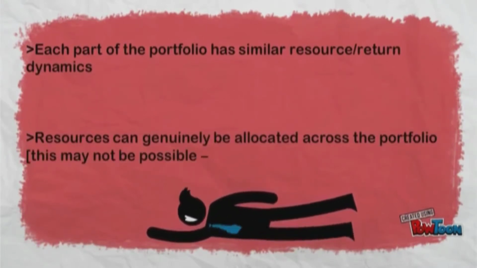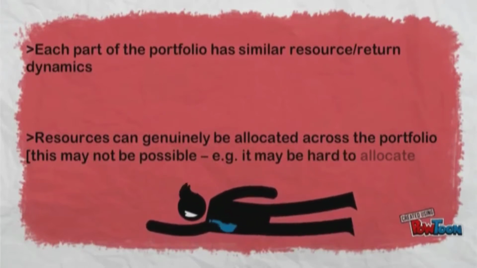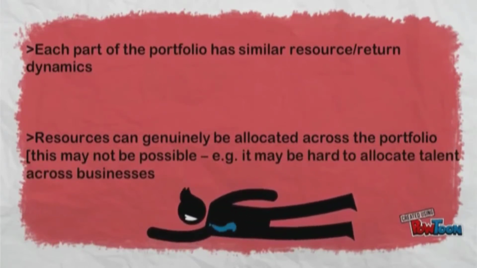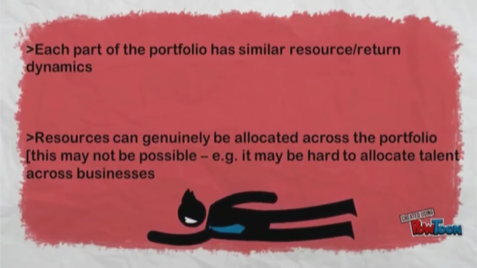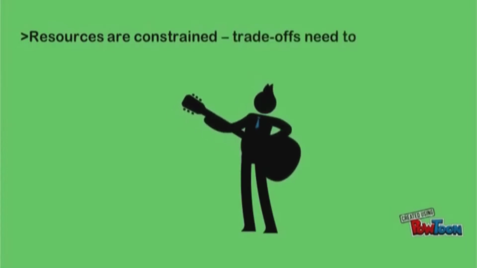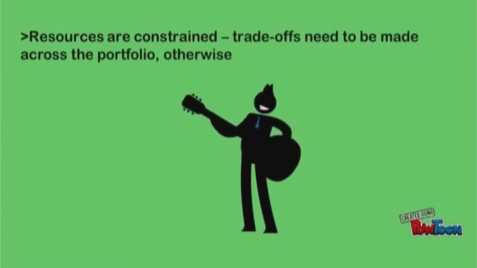Resources can generally be allocated across the portfolio. This may not be possible. For example, it may be hard to allocate talent across businesses. Resources are constraints. Trade-offs need to be made across the portfolio, otherwise you can just invest in them all.